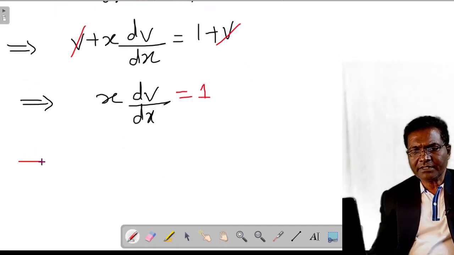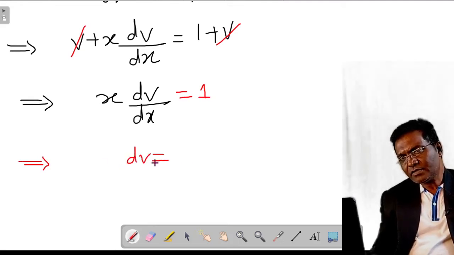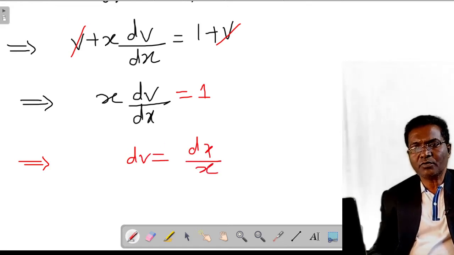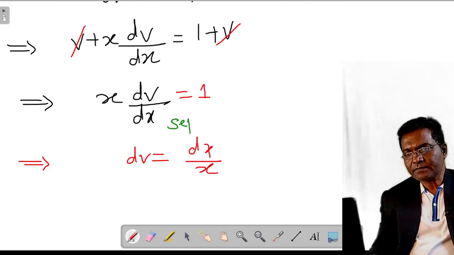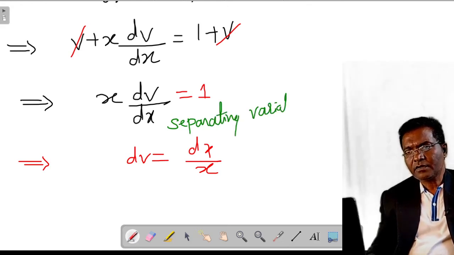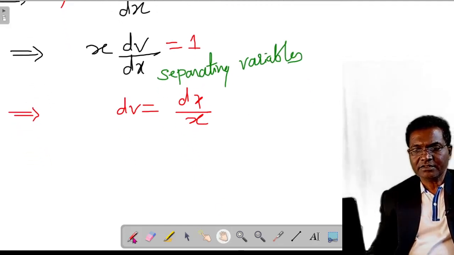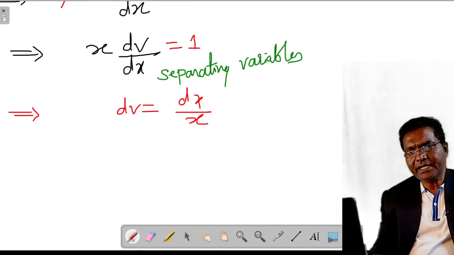Now you have to separate the variables. So I can write it as dv is equal to dx by x. This is what we call separating variables. Okay. So once the variables get separated, integrate.